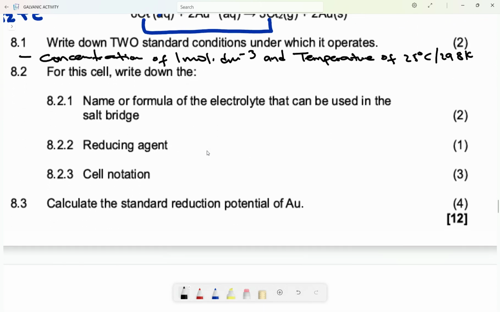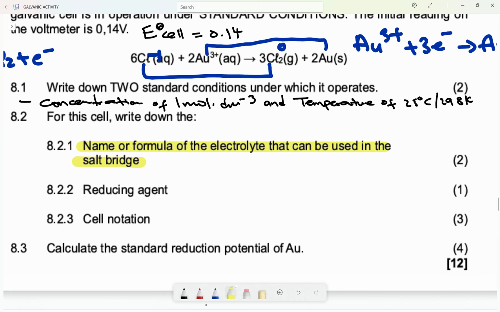For this cell, write down the name or formula of an electrolyte that can be used in the salt bridge. Normally for an electrolyte, you use things such as potassium nitrate, sodium chloride. You can use any nitrate, okay? Any soluble salt, basically. Any soluble salt.